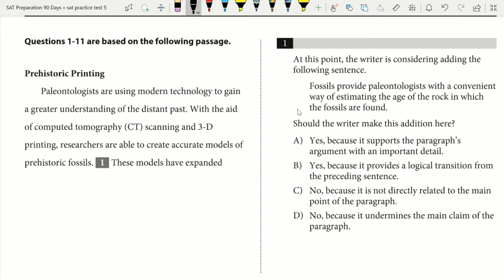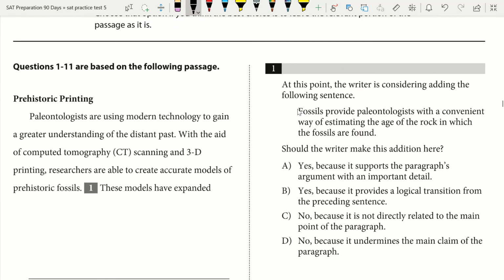Okay, so we got question 1. At this point, the writer is considering adding the following sentence: Fossils provide paleontologists with a convenient way of estimating the age of the rock in which the fossils are found. So should the writer make this addition here? Well, we just started talking about creating accurate models of prehistoric fossils.